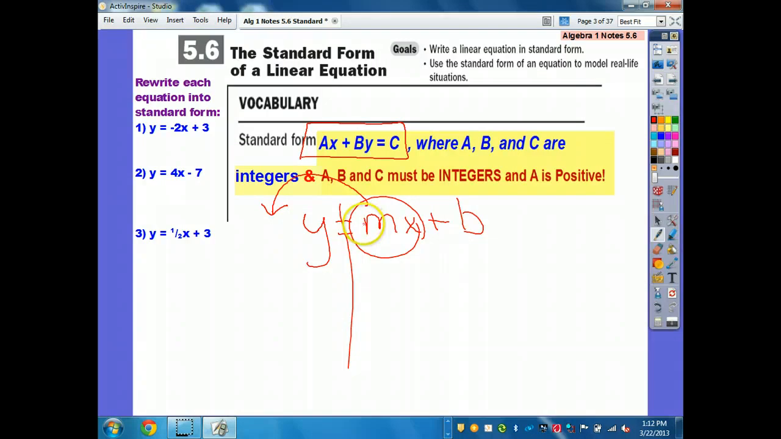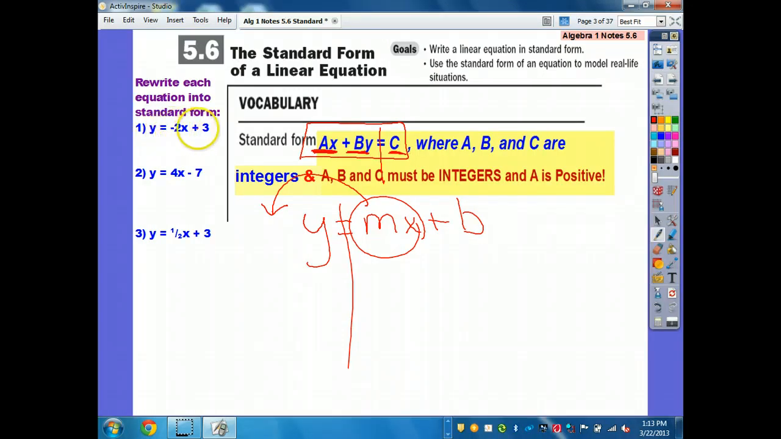So if it's a positive over here, it's going to be a negative over here. If it's a negative X over here, it's going to be a positive X over there. And notice the X has to come first, then the Y, then whatever your B was. All right? So that is in standard form. Just quick little practices right here.